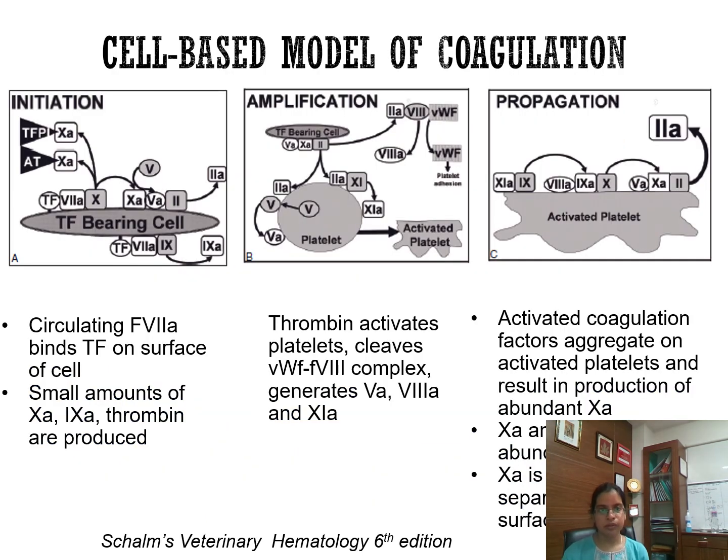Now just a summary of the cell-based model of coagulation. There are three steps: initiation, amplification and propagation. These steps are overlapping, they are not in a series. In the cell-based model, two cell surfaces are involved, that is the tissue factor bearing cell and platelets. Any injured cell will produce tissue factor. If the endothelium is injured, it will produce tissue factor.